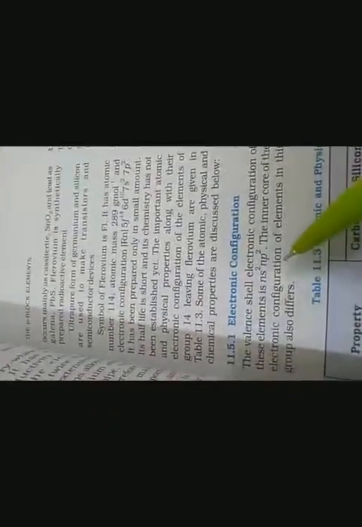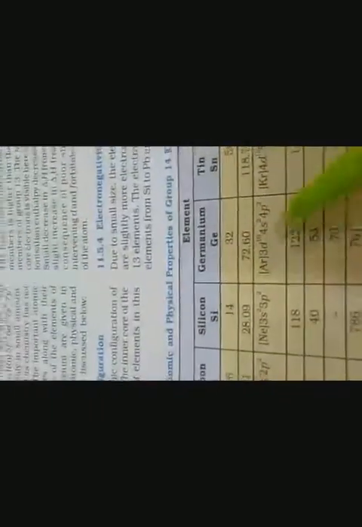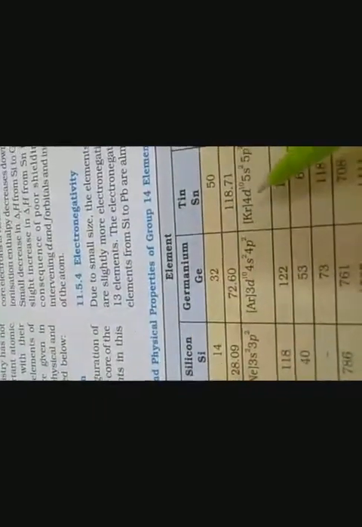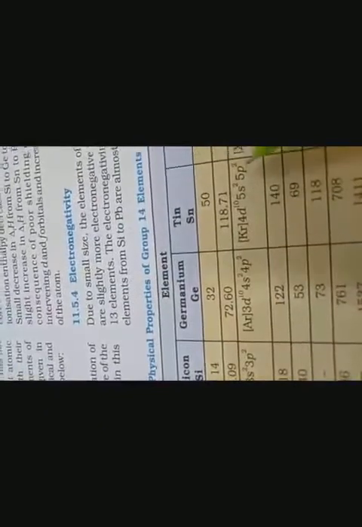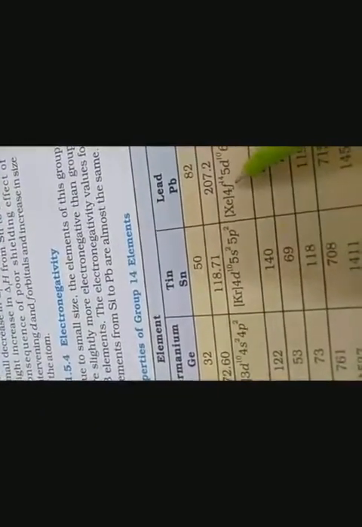So the valence shell electron configuration of these elements is ns2, np2. The inner core of the electronic configuration of elements in this group also differs by filling 3d10, 4d10, 5s2, 5p2. But afterwards, after 4d10, filling of 4f14. Okay. Now next is covalent radius 11.52.